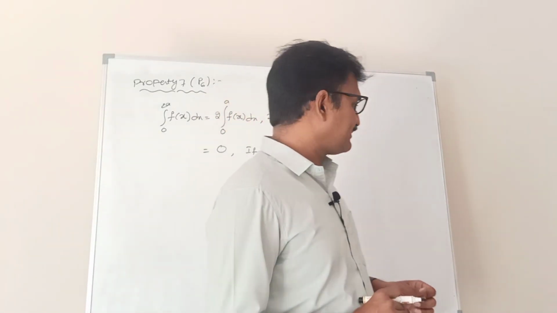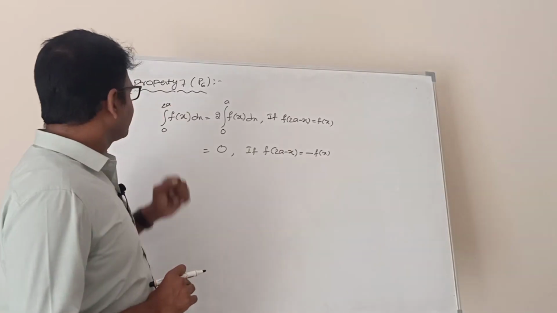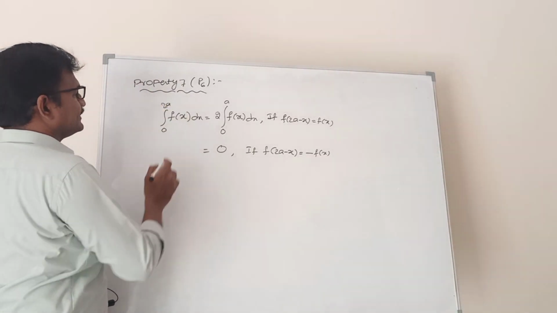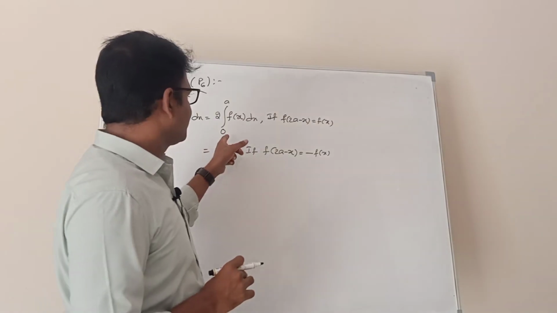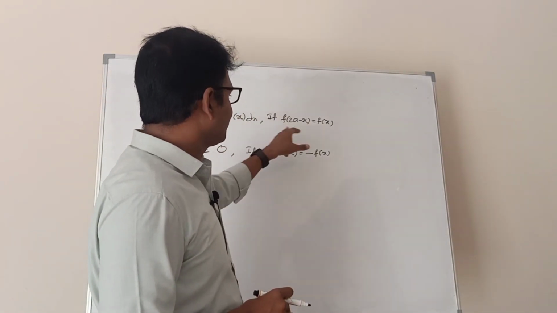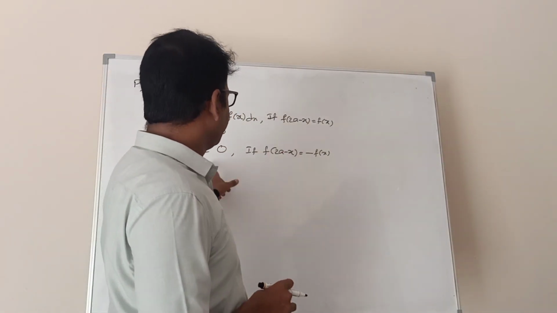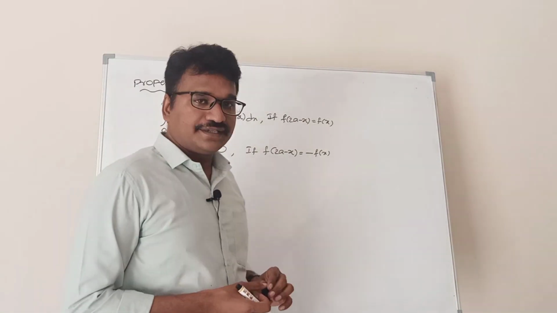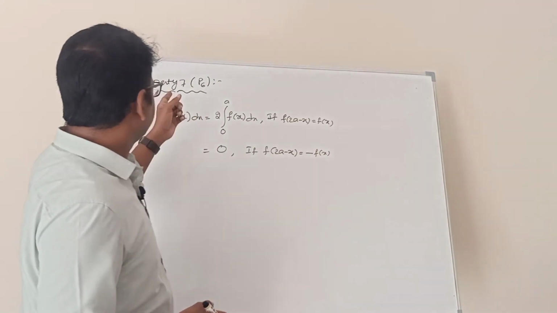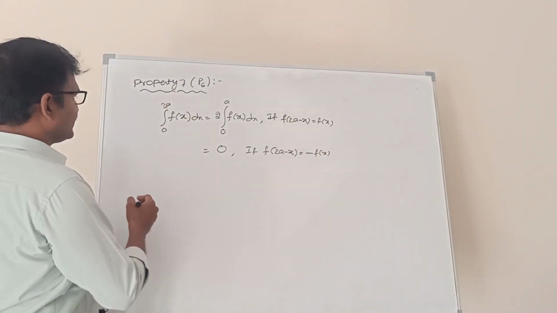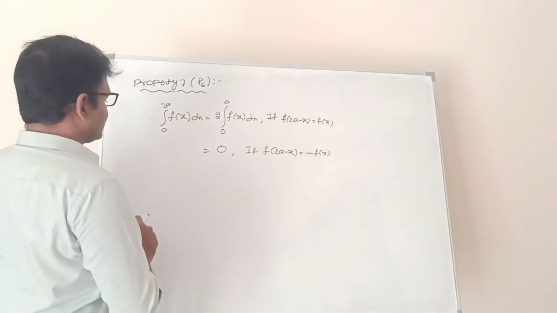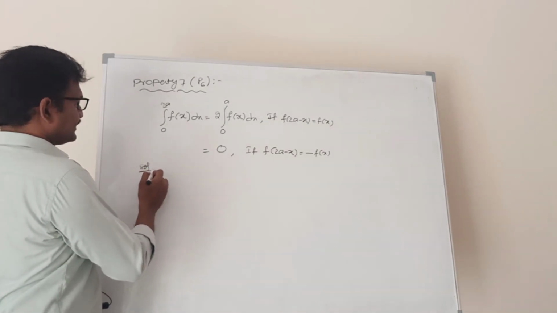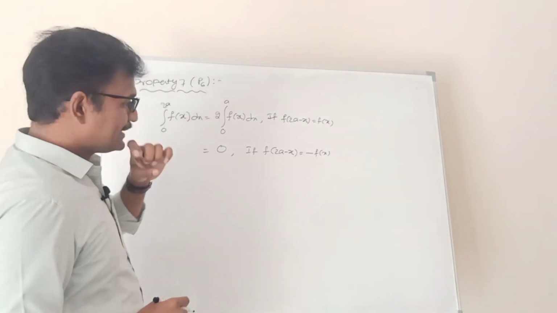Property number 7, P7: integration of 0 to 2a f of x dx is equal to 2 times integration of 0 to a f of x dx if f of 2a minus x equals f of x, and equal to 0 if f of 2a minus x equals minus of f of x. Just now I proved property number 6. So based on that, we have to prove property number 7.